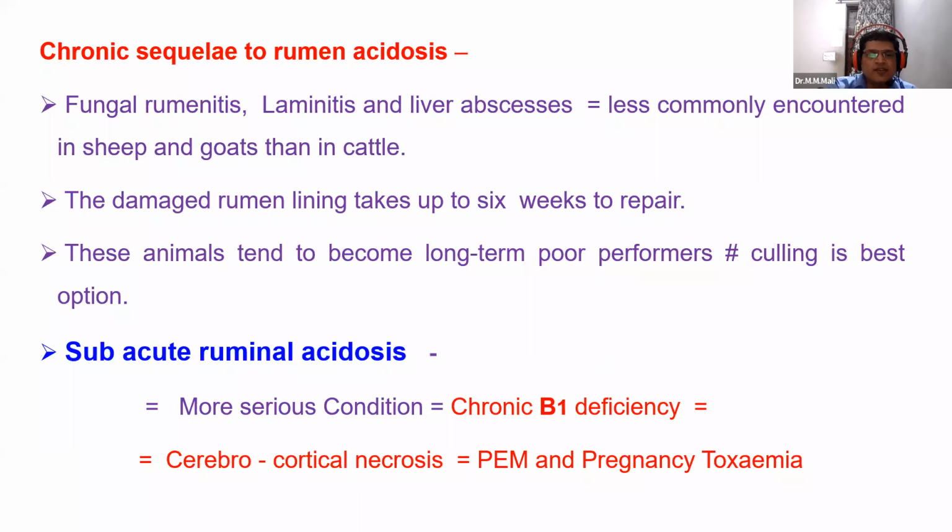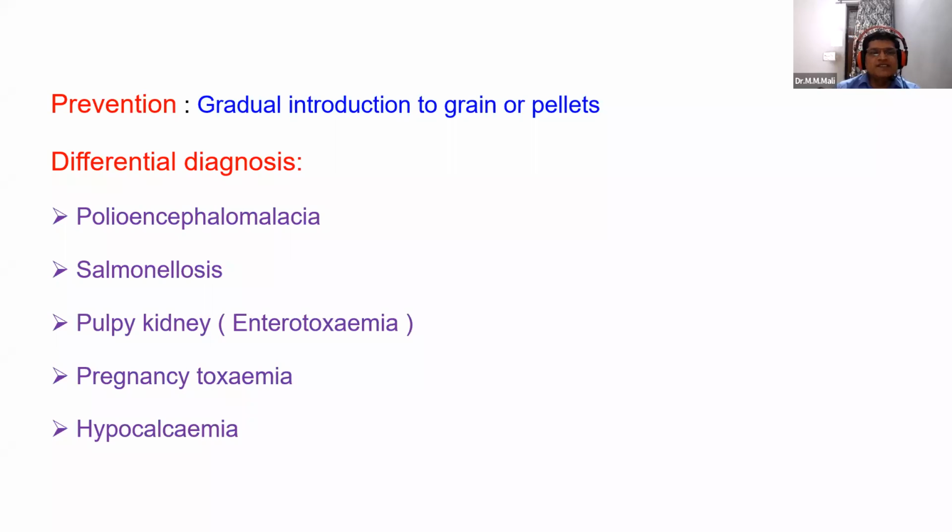Subacute ruminal acidosis is also a very common condition. However, it is more neglected or not noticed in field conditions. Prevention of ruminal acidosis can be made easily by gradual introduction to grain or pellets. Coming to the differential diagnosis, there are certain disease conditions like polioencephalomalacia, salmonellosis, pulpy kidney disease, pregnancy toxemia, and hypocalcemia. These conditions should always be differentiated from actual clinical ruminal acidosis.